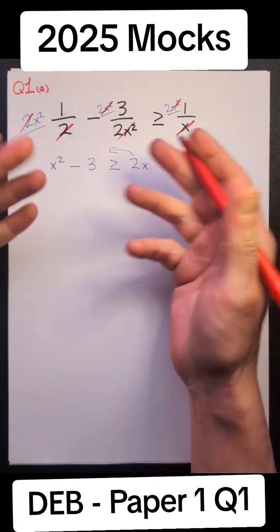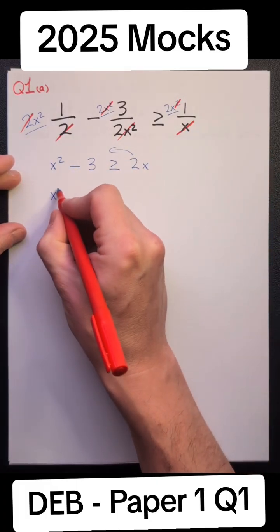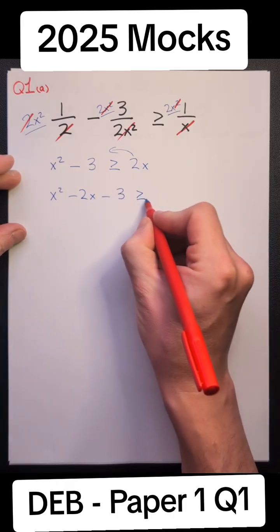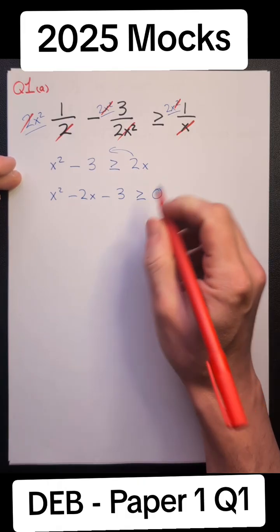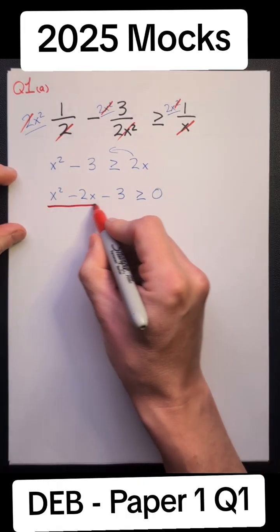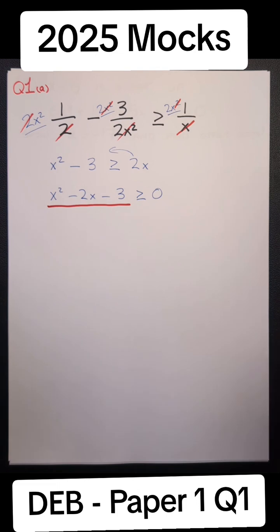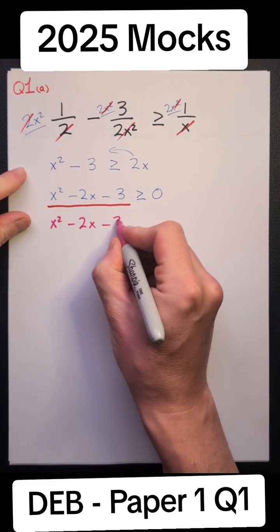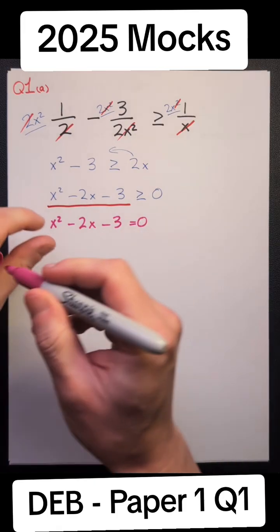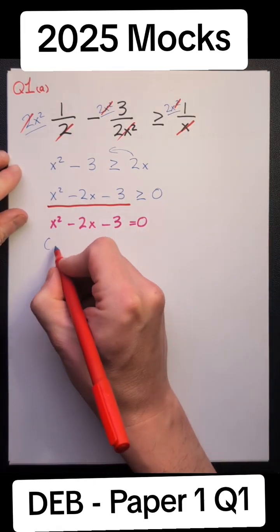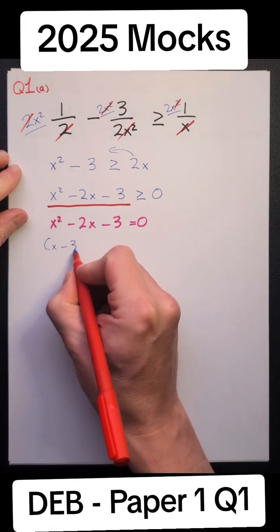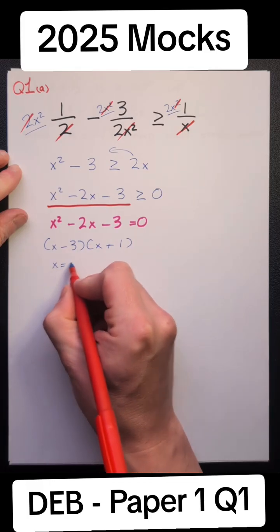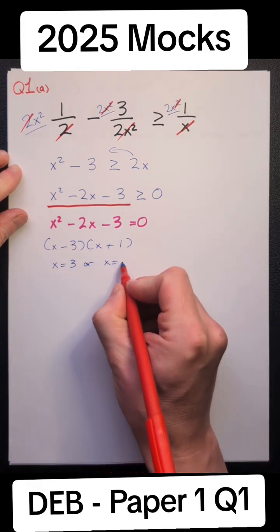If you know how to solve these, it might be easy now, but I'll do it anyway. So we have x squared, that becomes a minus 2x, and this becomes a minus 3. And we want to know where this is greater than or equal to 0. So this is a quadratic here. What I'm going to suggest is to find out where it's equal to 0 first. Let's pause and think, where would this be equal to 0? Let's factorize it. So this is equal to 0. If we factorize, we get x minus 3 and x plus 1. And that's going to give us x equal to 3 or x equal to minus 1.